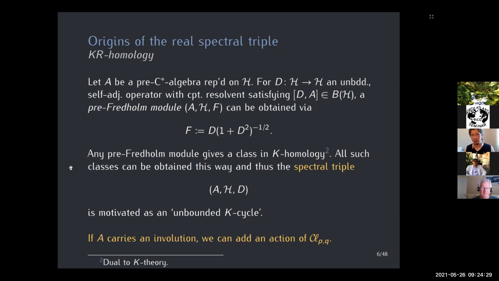And so whether we have a pre-Fredholm module or a spectral triple, where we take D instead, we get the same stuff from a topological perspective. So our spectral triple is motivated as an unbounded K-cycle. It's easier to work with Dirac operators than Fredholm operators, so better to take spectral triples. Now, provided the algebra has an involution, which is compatible, we can incorporate an action of the real Clifford algebra.